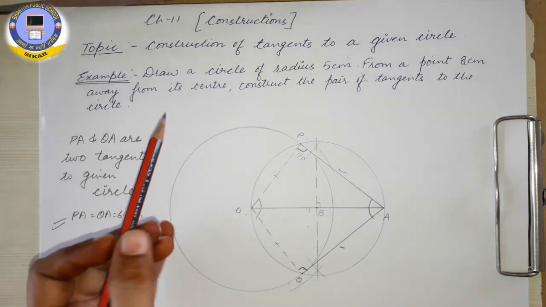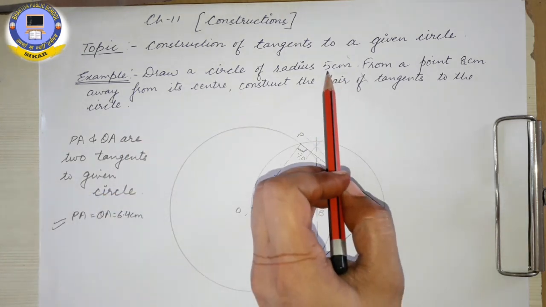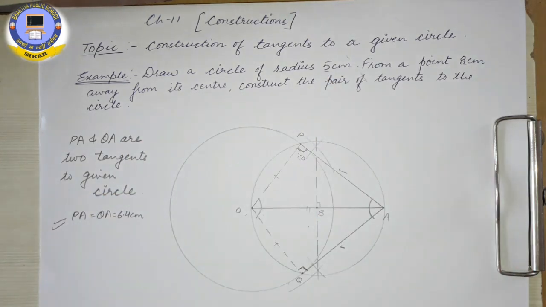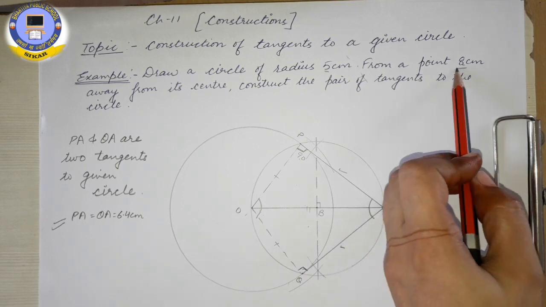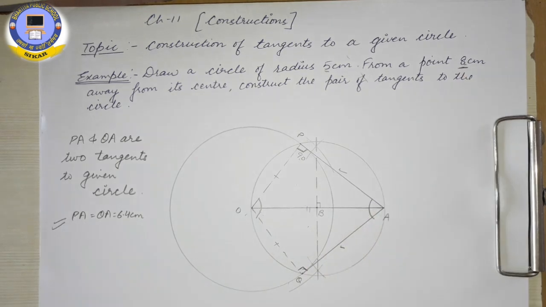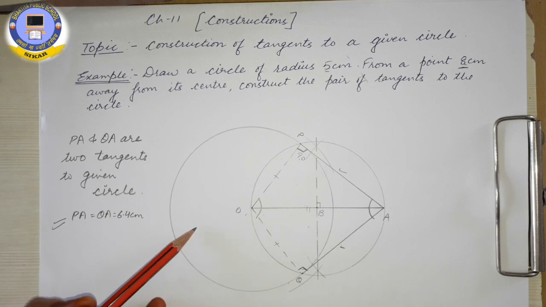Only dimensions are different. Here I have drawn a circle of radius 5 centimeter, but in that question you have to draw a circle of radius 6 centimeter. So the first step is the same. Then you have to take a point which is 10 centimeter away from the center, and here we have taken a point 8 centimeter away from the center. So the concept is totally the same, only dimensions are different. So please try that question yourself. You have to construct that question yourself.